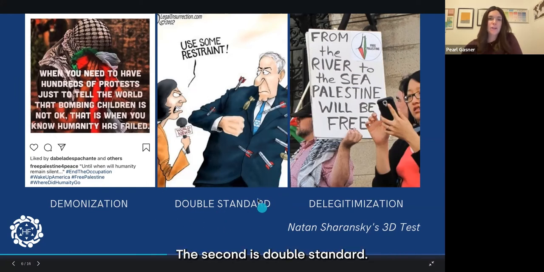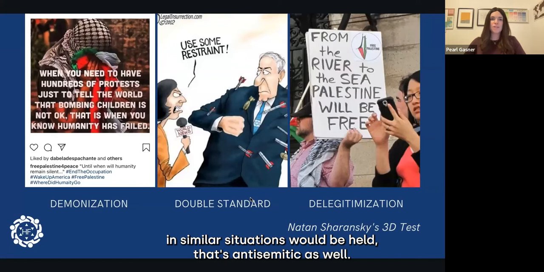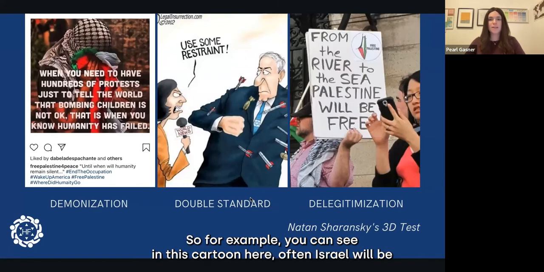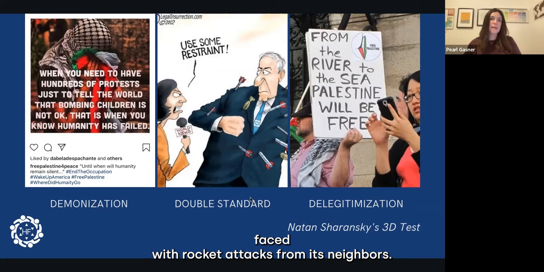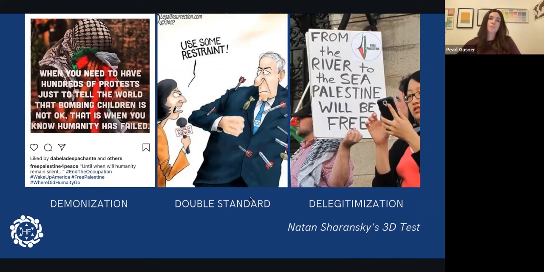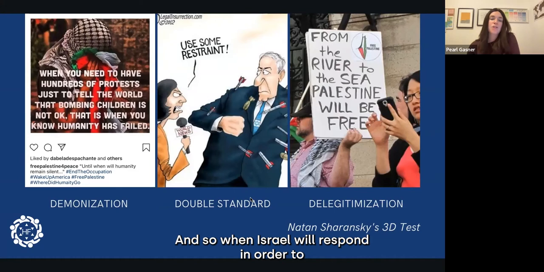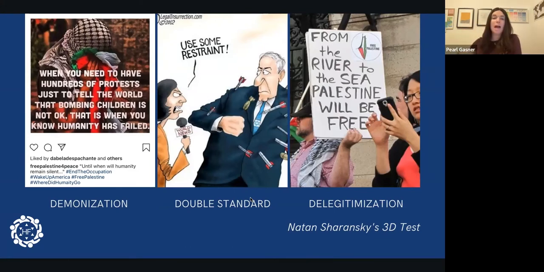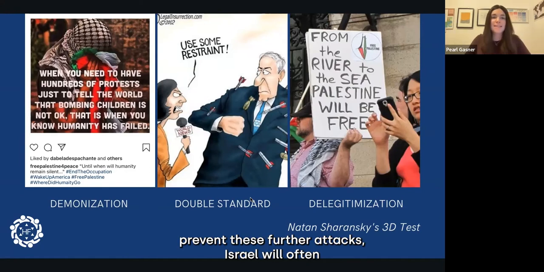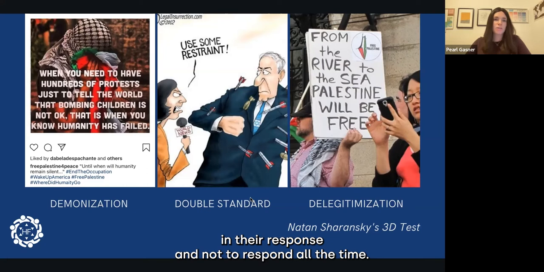The second D is double standard. If Israel is being held to a standard that is higher than other countries in similar situations would be held, that's anti-Semitic as well. So for example, you can see in this cartoon here, often Israel will be faced with rocket attacks from its neighbors, sometimes from Syria, sometimes from Hamas in Gaza. And when this happens, these rockets are aimed at Israeli civilians. They're trying to cause a lot of damage and harm. And so when Israel responds in order to prevent these further attacks, Israel will often be told by the international community, by the media, to use restraint in their response and not to respond all the time.